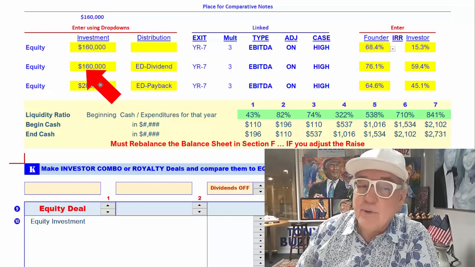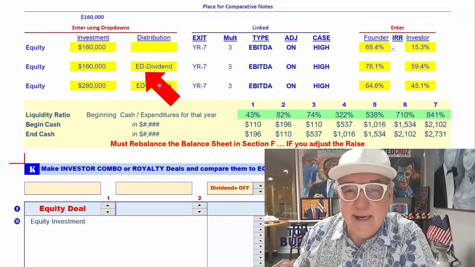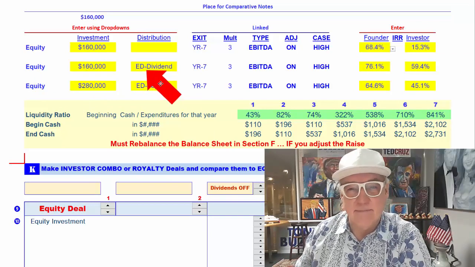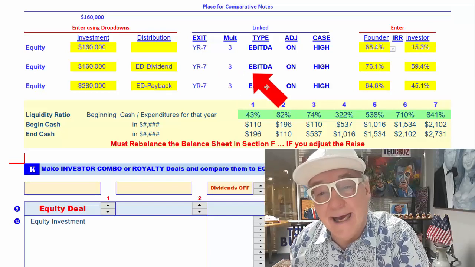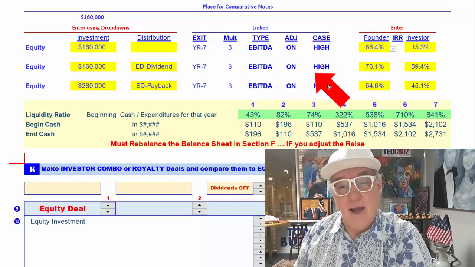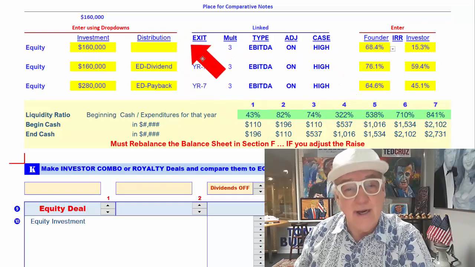The next one is $160,000. Same amount, but this time we have a standard equity dividend that goes on forever. Again, the exit is year 7, multiple 3, EBITDA. Adjustments on, high case. Everything's the same here, so I'm not going to bother reading it the third time because you guys can already read it.